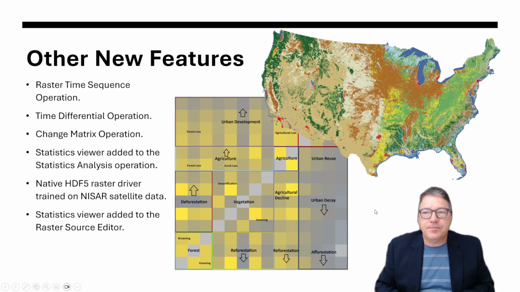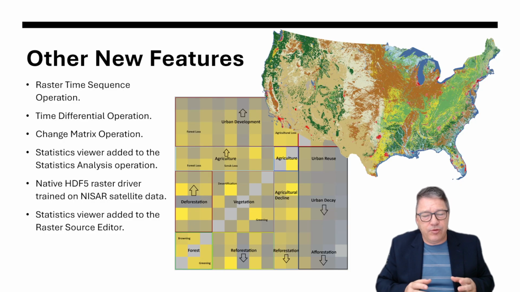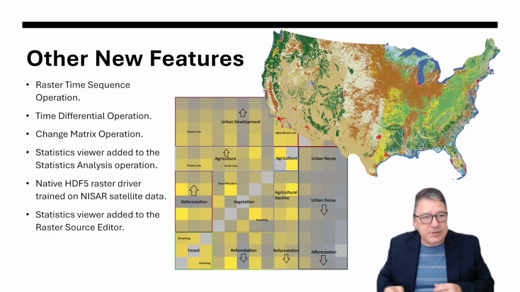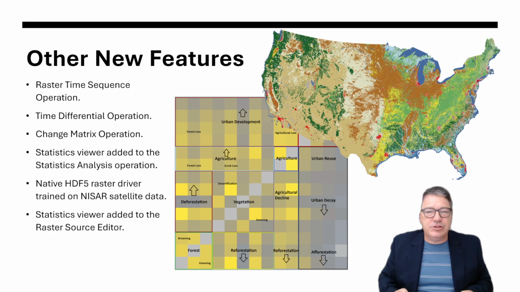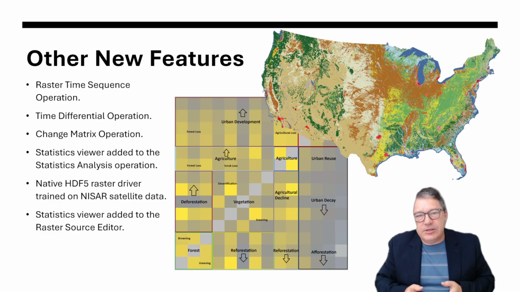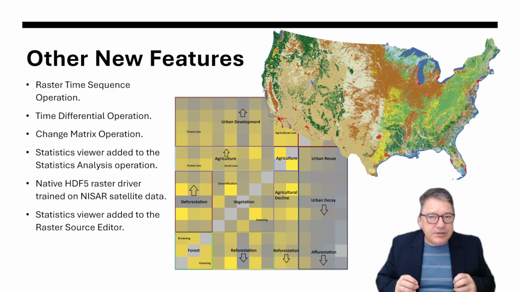Other new features are mostly around processing for temporal data. So it's much stronger now for creating rasters that have a temporal dimension, a time dimension. So there's a raster time sequence operation, which allows you to create a virtual raster with a temporal dimension from some other source rasters. The time differential operation will compute the difference between each of those time points in that temporal raster. But more than just the difference, because you can specify a calculator expression for that operation.